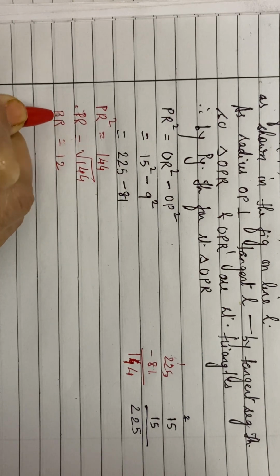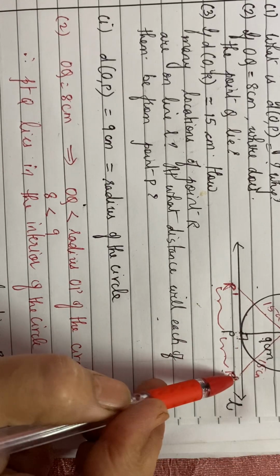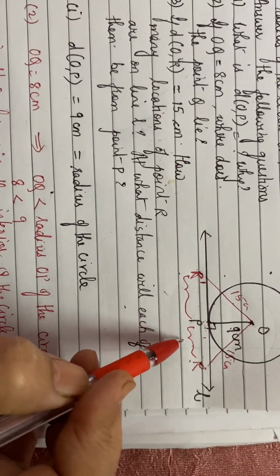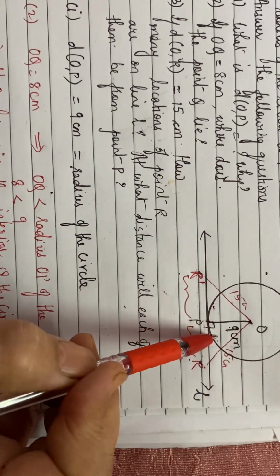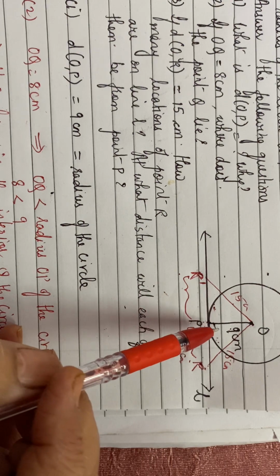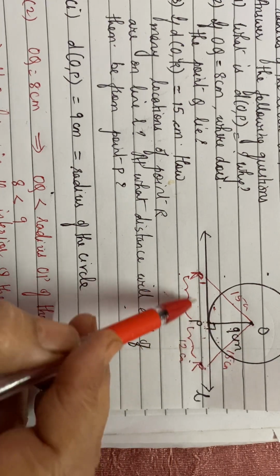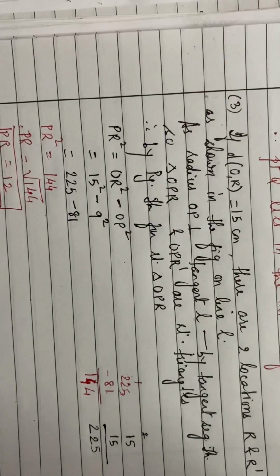So length PR is how much? 12. This distance of R from this point P will be how much? 12 centimeter. Now these two triangles are congruent. These two triangles are congruent by hypotenuse side test. So naturally this length PR dash will also be 12. So we write now.